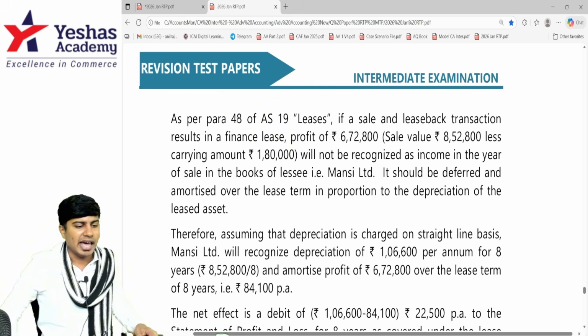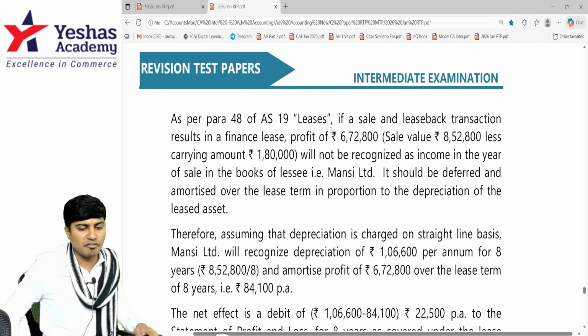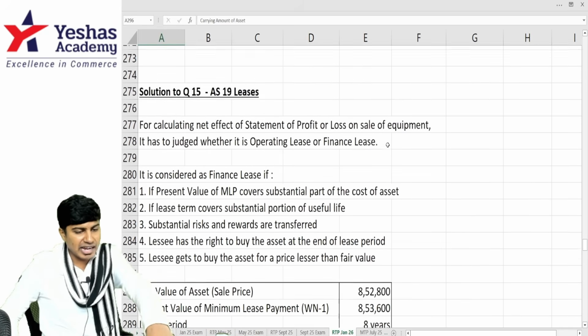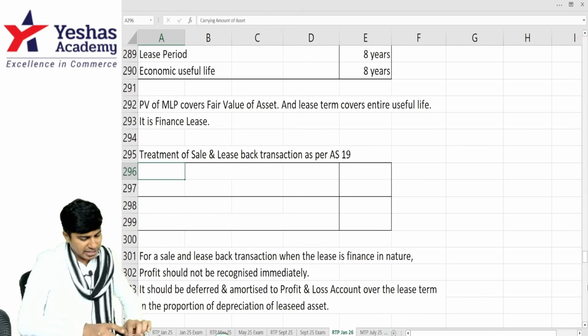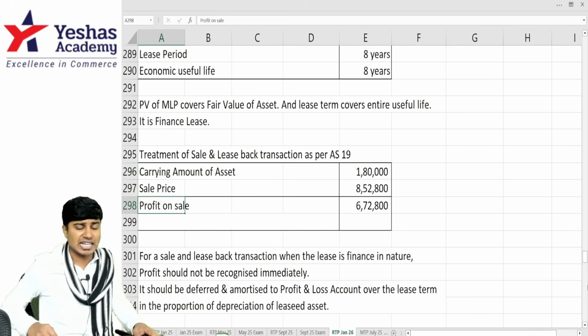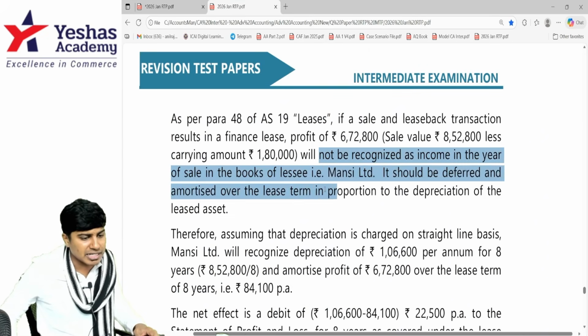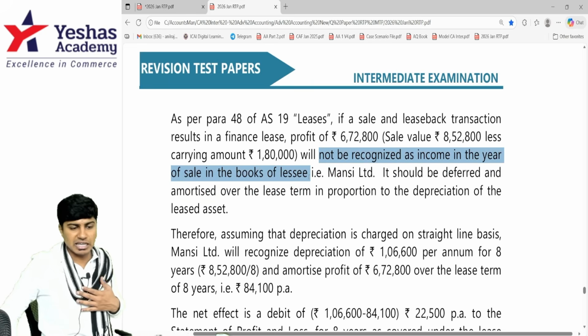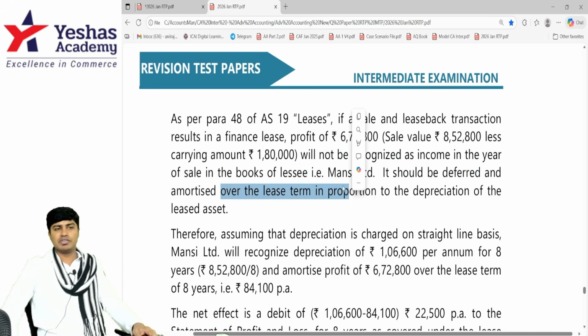Then comes the answer. As per para 48, if the sale and leaseback transaction is a finance lease, the profit that we computed here, 6 lakh, we did not compute the profit, sorry. Carrying amount of the asset is 1,80,000. Sale price is 8,52,800. You make a profit of 6,72,800. This profit should be deferred and amortized over the entire period. It will not be recognized as income in the books of the lessee immediately. It should be deferred and amortized over the lease period in the pattern of depreciation.